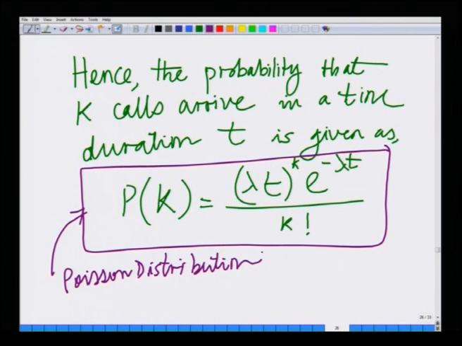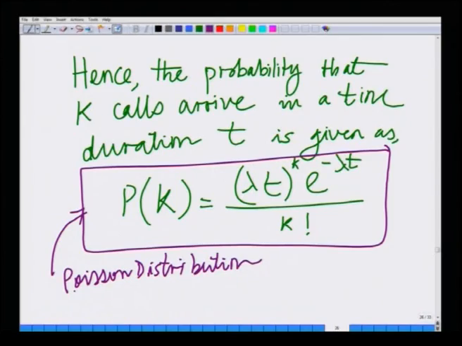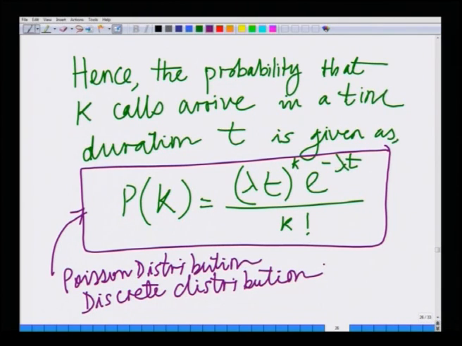It is defined at discrete points, that is, it is defined for 1 call, 2 calls, and so on up to n calls and so forth. It is a discrete distribution defined for k equals 0, 1, up to infinity and so on.